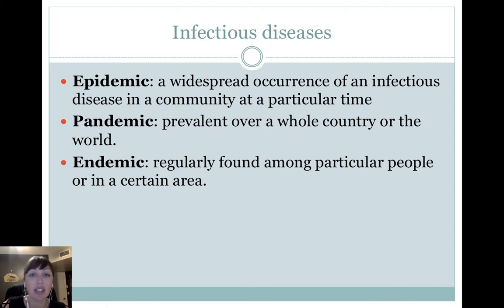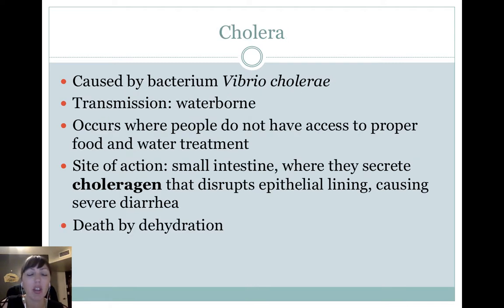Okay, so just to get some vocabulary out of the way, epidemic is a widespread occurrence of an infectious disease in a community at a particular time. A pandemic is prevalent over a whole country or the world. And then endemic is when something is regularly found among particularly people or in a certain area. So it's chronic in that area.